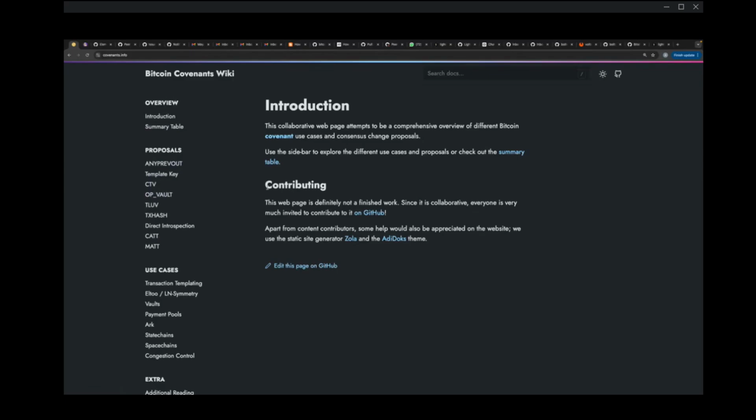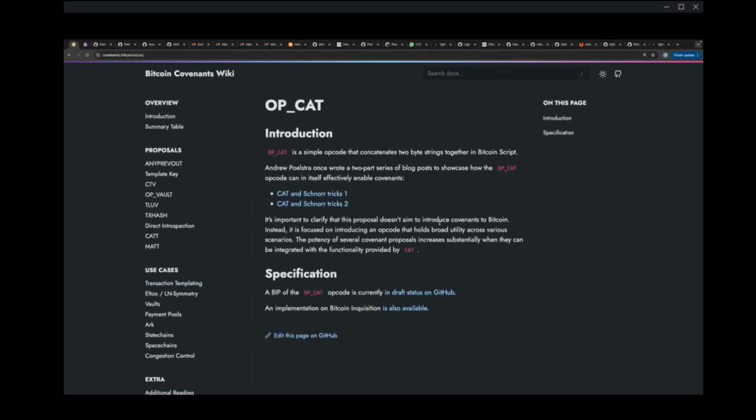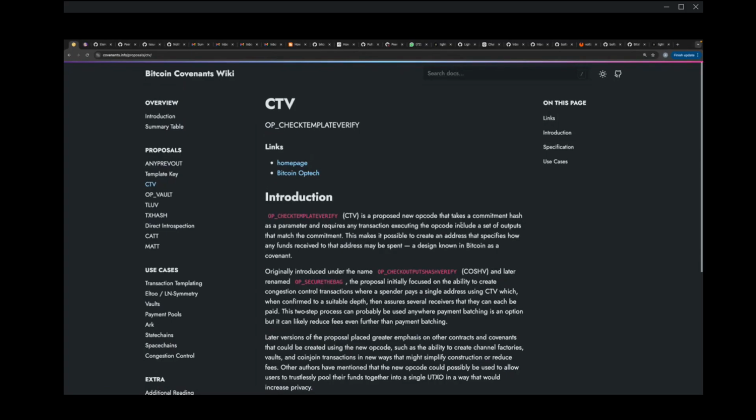If any of you don't have the patience to wait for the covenants workshop and you want to read about what it is, this is the website. It's called covenants.info. It has all the proposals of all the flags which are going to be enabled. CTV and OP_CAT, these proposals we have discussed on multiple occasions in the Monday tech sessions. Those who attend Monday sessions regularly have at least an overview of what OP_CAT is, what it does, and what OP_CTV is, and what it does.